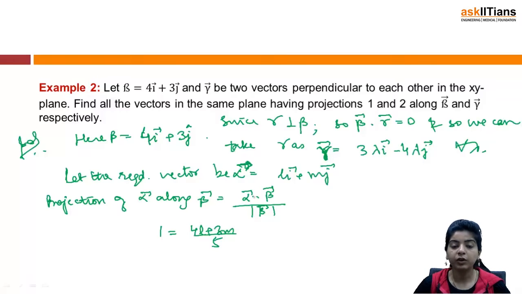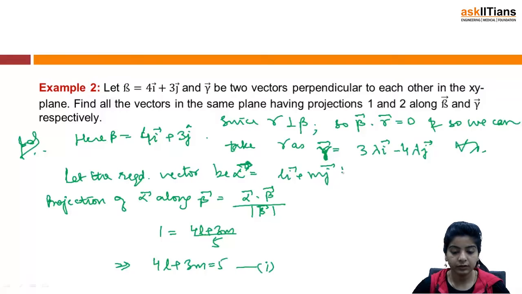I have taken the dot product of alpha and beta. My alpha was Li plus Mj, beta is 4i plus 3j. The dot product gives me 4l plus 3m by modulus of beta, that is the magnitude of vector beta, which is under root of 4 square plus 3 square, that's 5. So this just gives me 4l plus 3m is 5. This is my first equation.